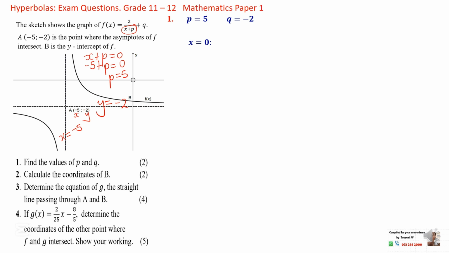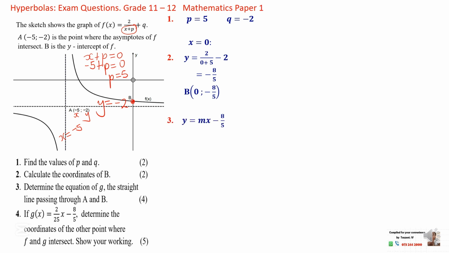B, number 2, the coordinates of B. B is the point where the graph is crossing the y-axis. To find the y-intercept, we replace x with 0. So in the given equation, if you put 0 in place of x and work out the answer, that is how we find the coordinates of point B.